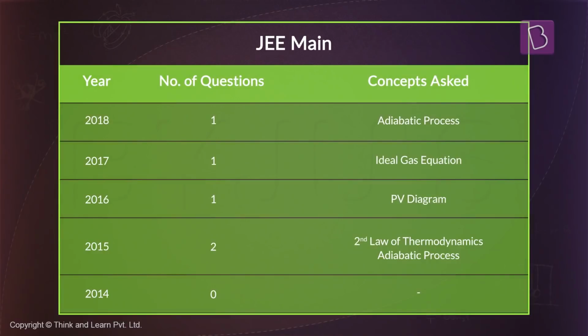If you look at the JEE Mains exam, 2018, only one question was asked, and that was from adiabatic process. In 2017, again one question was asked, and that was based on the ideal gas equation PV is equal to nRT. 2016, again one question was asked from PV diagram. 2015, 2 questions were asked. One was from second law of thermodynamics and the second was from adiabatic process. And in 2014, no question were asked.